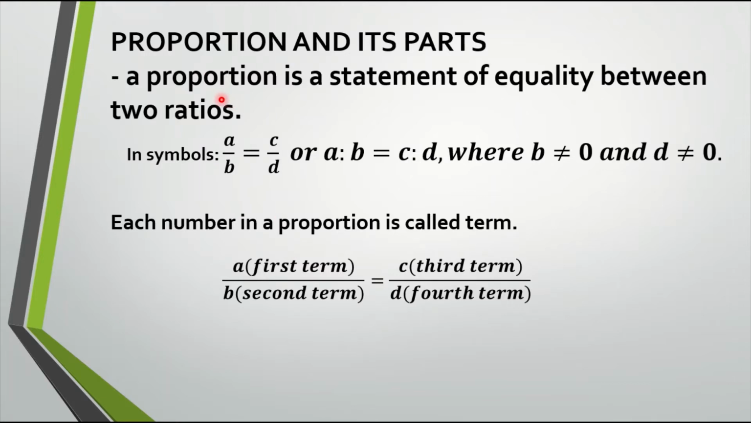So, proportion and its parts. For the definition, a proportion is a statement of equality between two ratios. In symbols, A over B is equal to C over D, or A is to B as C is to D, where B and D must not be equal to 0. Why? Why can't letters B and D be 0? Because it will become undefined.